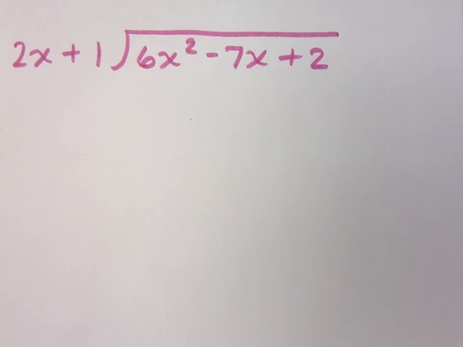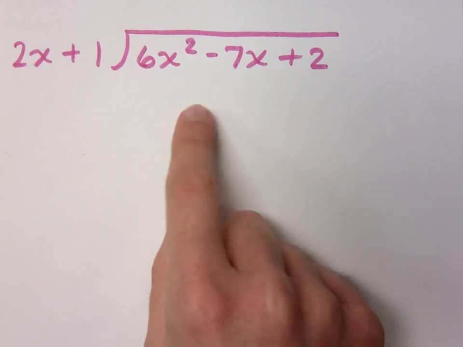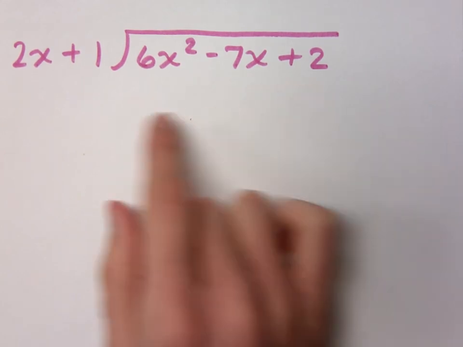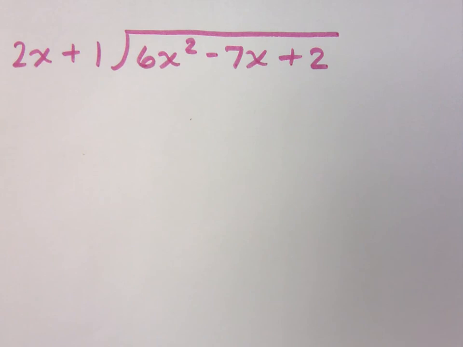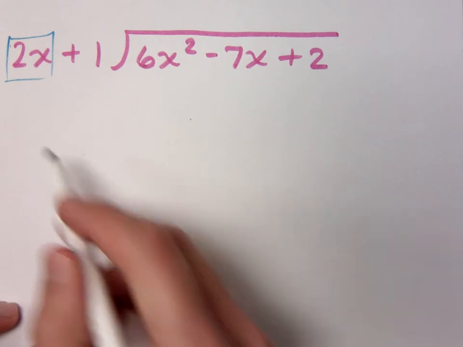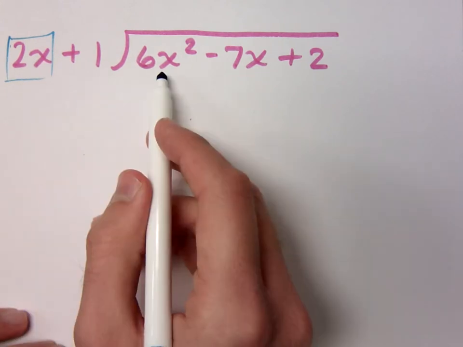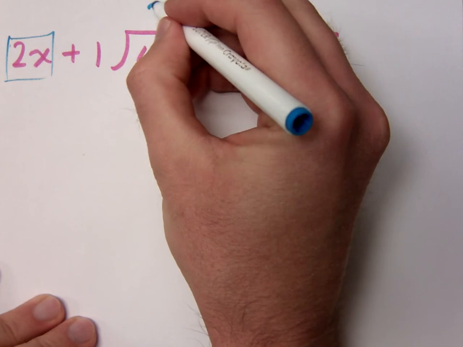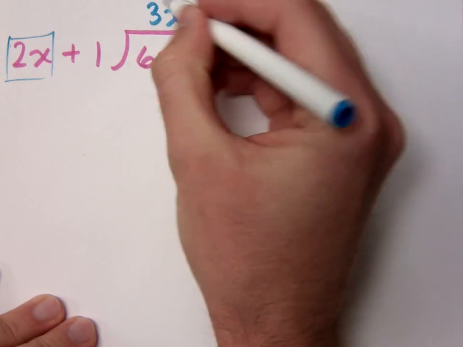Serious voice time. Another division problem. 6x squared minus 7x plus 2 divided by 2x plus 1. Just like we've done in the previous problems, you're going to focus on this guy right here. 2x times what gives you 6x squared? 3x. So we put the 3x up here and multiply, distribute that.